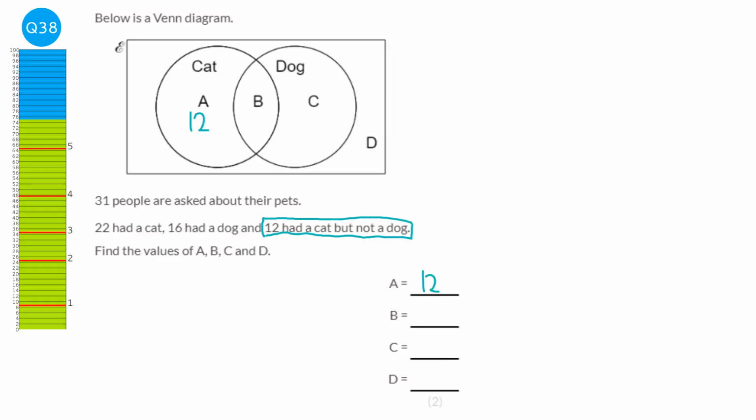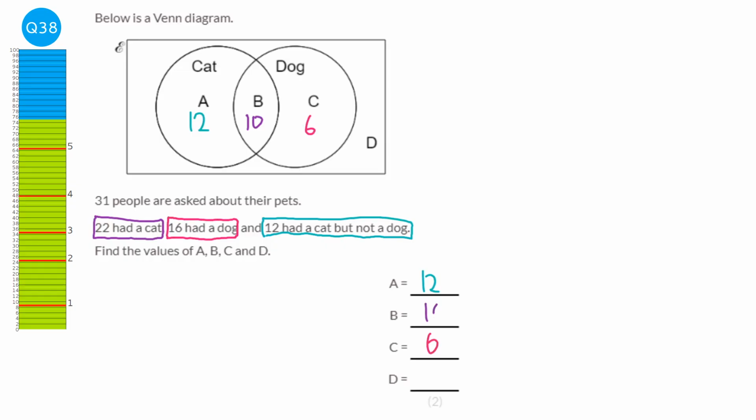So if 12 had a cat but not a dog, and in total 22 had a cat, we're going to do 22 take away 12, which is 10. So 10 had a cat and a dog. If 16 had a dog, and 10 also had a cat, that means that 6 had just a dog.